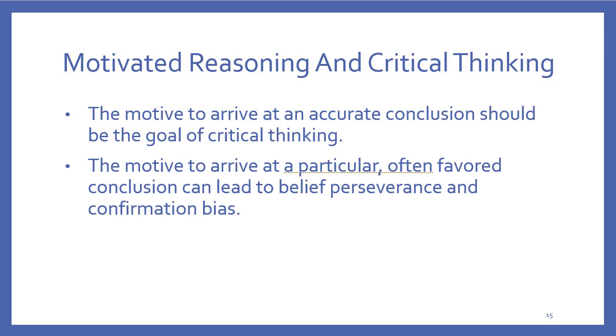The goal of critical thinking is to use motivated reasoning that arrives at an accurate conclusion, which takes a little bit of time. You have to think about it. That's that type 2 thinking, that deliberate, thoughtful way of arriving at a conclusion, as opposed to type 1 thinking, which is that automatic heuristic-based thinking that oftentimes gets us into trouble because all we're trying to really do is confirm what we already believe.